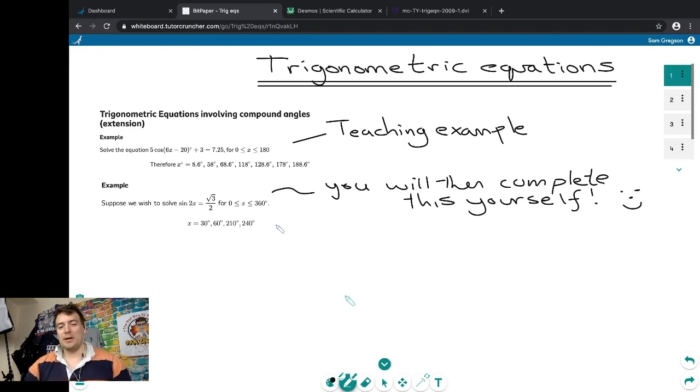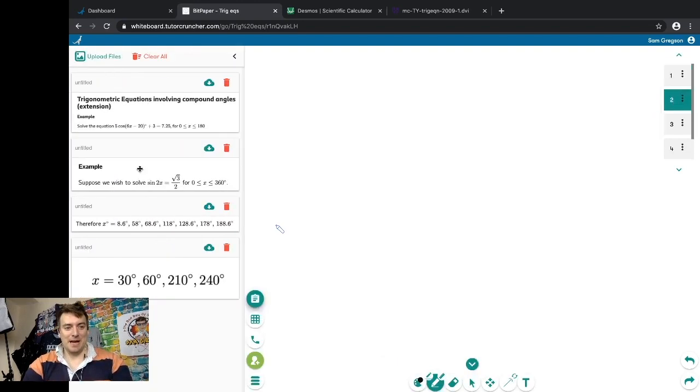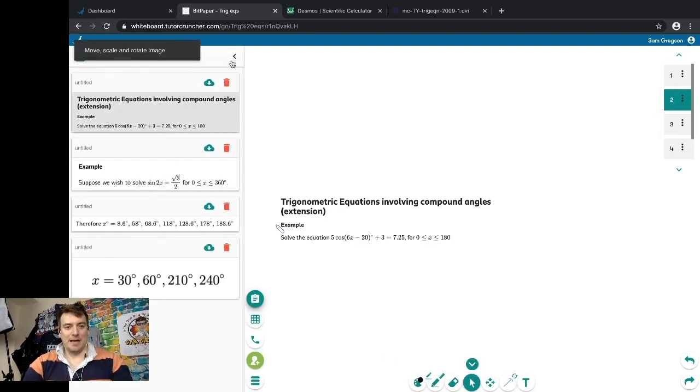So we're going to go through, as a sort of teaching example, the first one there together, and then I'm going to get you to do the second one entirely by yourself, and you're going to get the right answer, hopefully. So let's go on to the next page, and let's start with that horrible looking one at the start.